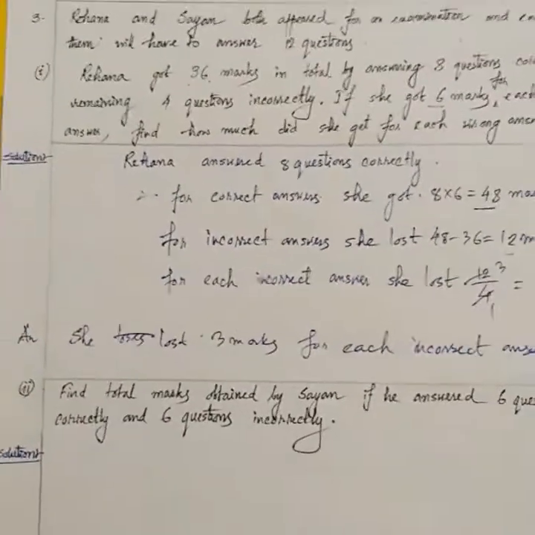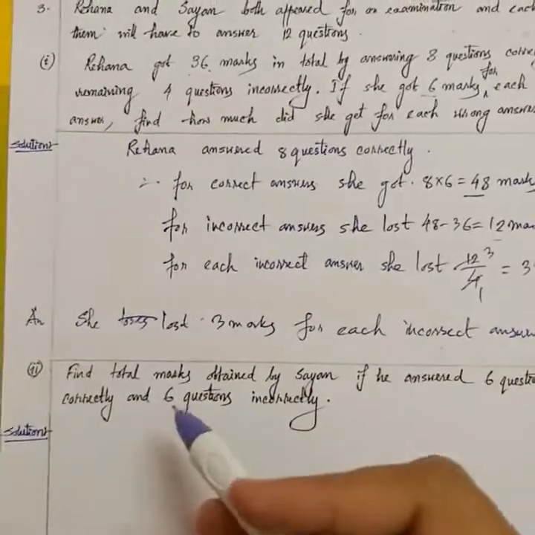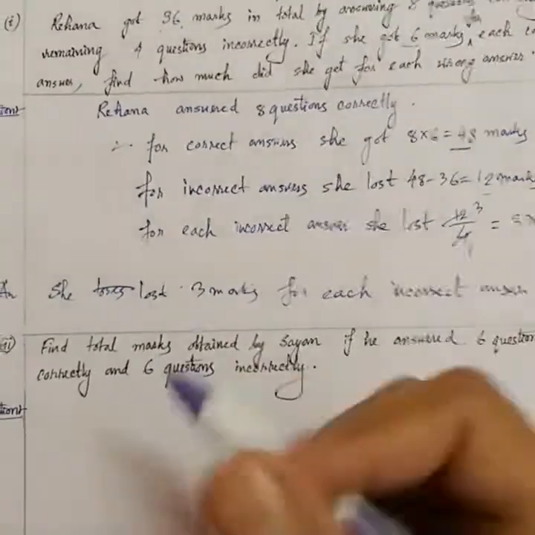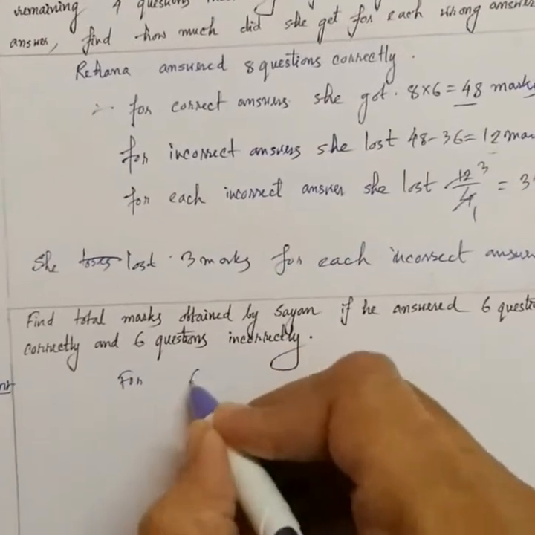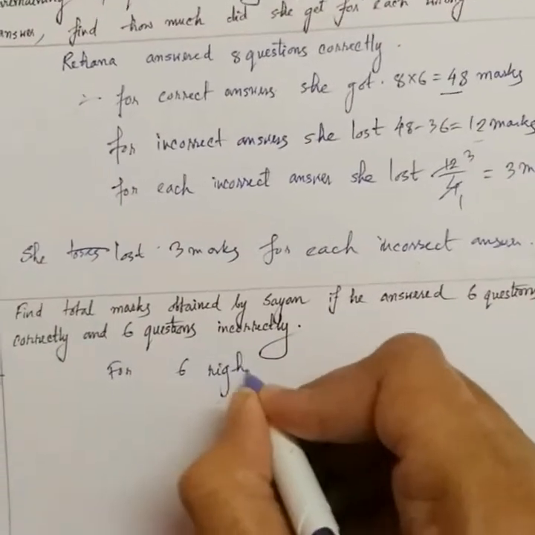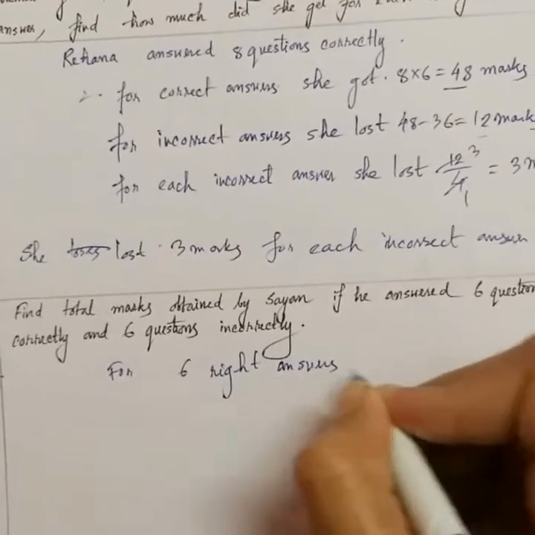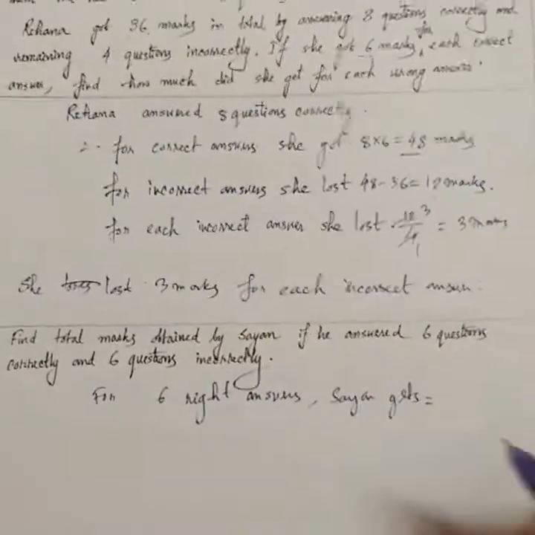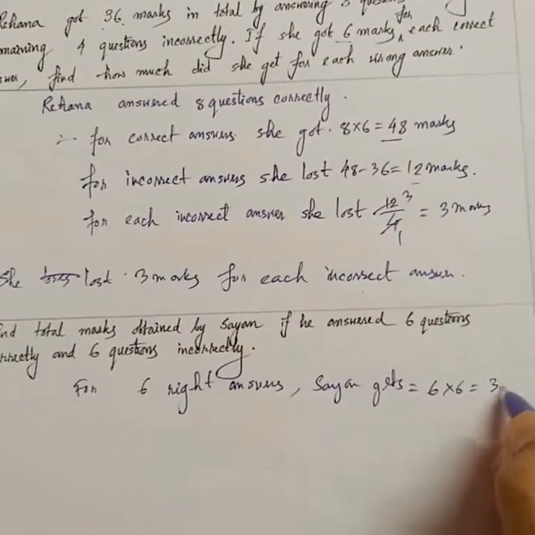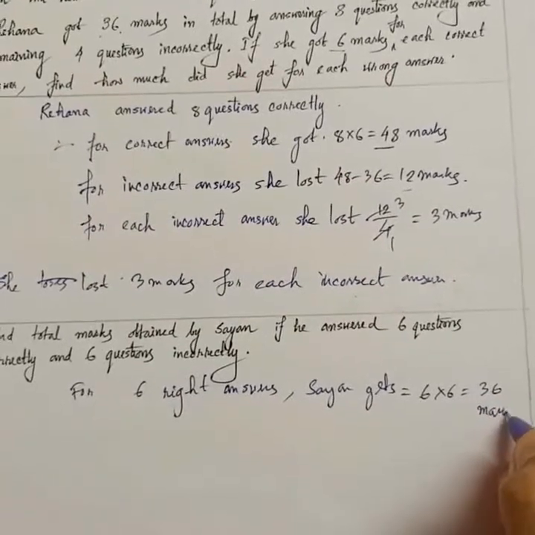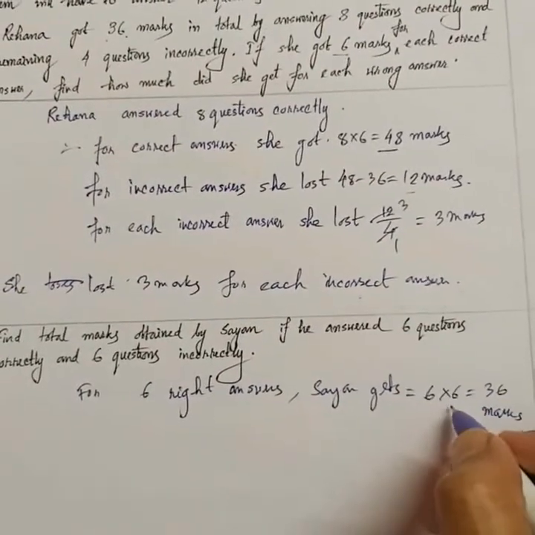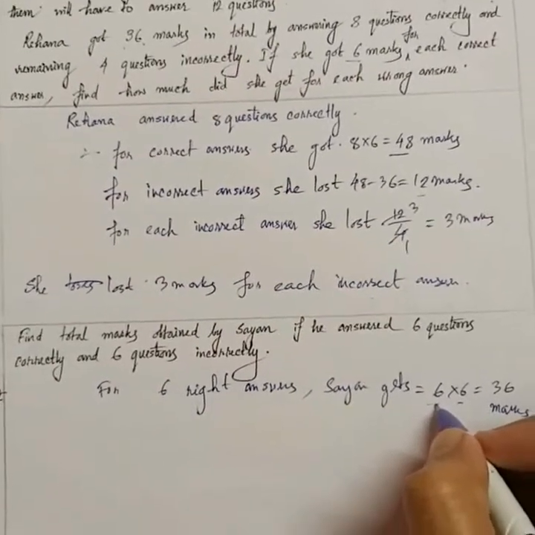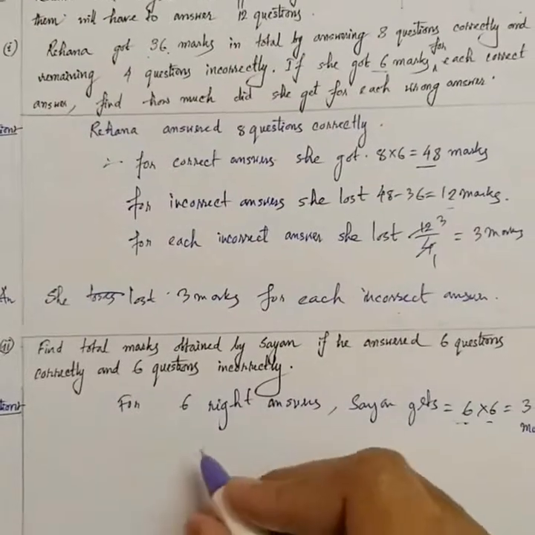Now let us have a look at the second part. The second part is easy. It says find total marks obtained by Shayon if he answered 6 questions correctly and 6 questions incorrectly. So for 6 right answers, Shayon gets 6 into 6, that is 36 marks. You all know that for each right answer he got 6 marks, and he has got total 6 questions answered correctly. That's why he is getting 36 marks in total for the 6 right answers.